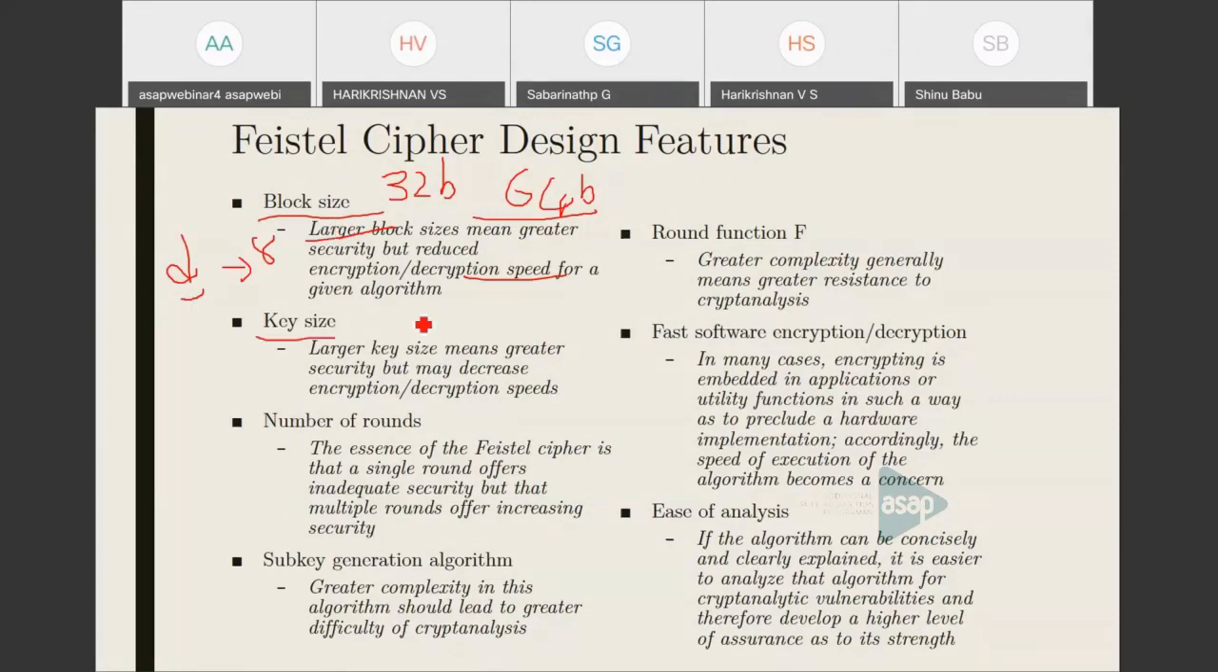How many times do you want this process to be worked on? That's what you call the round function. You see what round function is. And now every single round needs a key.